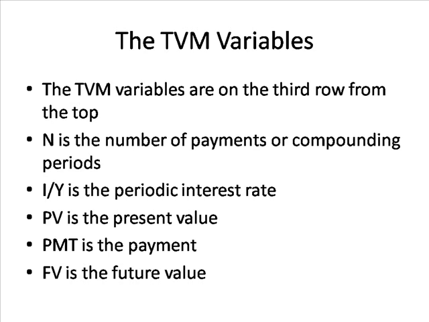The time value of money variables that we will be using are located on the third row from the top. There are 5 variables and all of the variable keys are a different color than the surrounding keys. The N key is used to indicate how many compounding periods or payments are involved. The I/Y key is used to enter the periodic interest rate. The PV key enters the lump sum value at the present time. The PMT key is for the amount of the periodic payments, and lastly the FV key is for the future value of the investment.